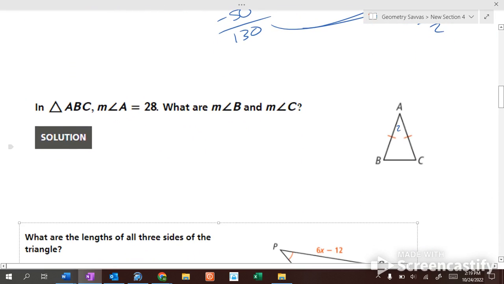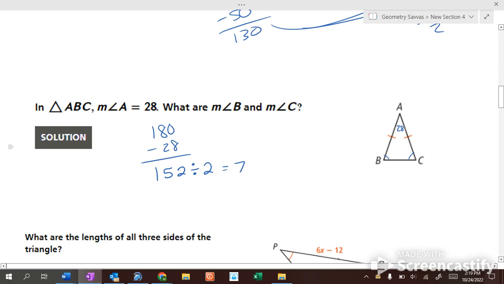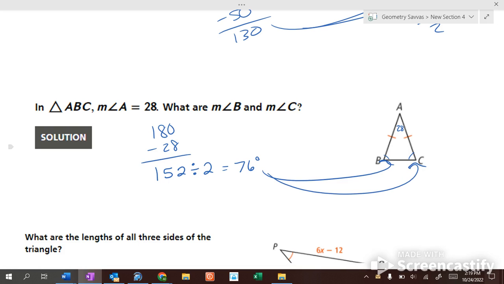So if angle A is 28 degrees, how do we figure out B and C? Well, take 180 and do what with the 28? Subtract it. So we get 152 degrees. And then with 152, we divide by 2 to get 76 degrees. So both angles B and C will be 76 degrees.